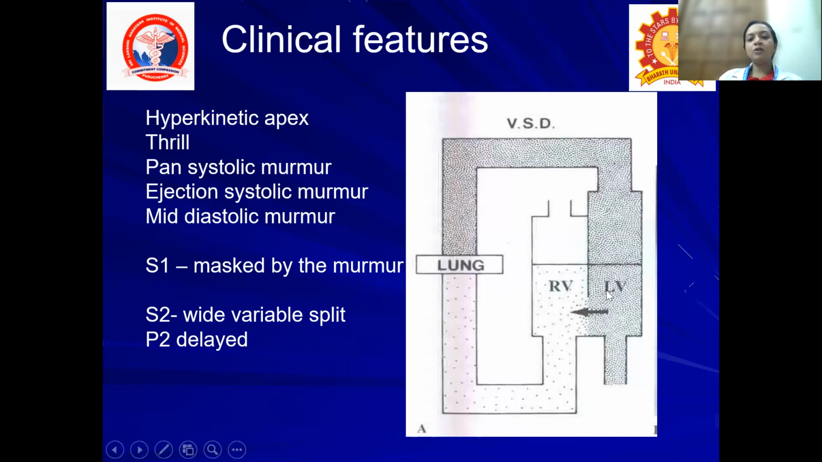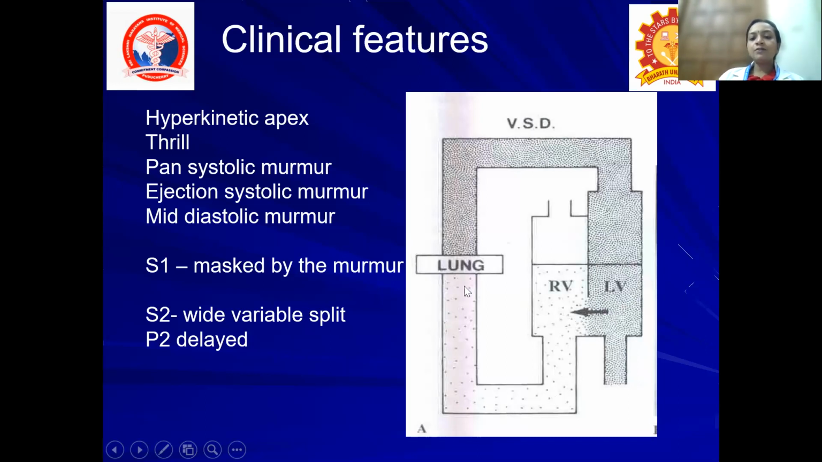There could be a thrill because of the murmur, and there is a pansystolic murmur because there is a shunt that is flowing throughout the systole. Throughout, when the ventricles are getting contracted, the shunt is throughout the systole, and therefore it is a pansystolic murmur.